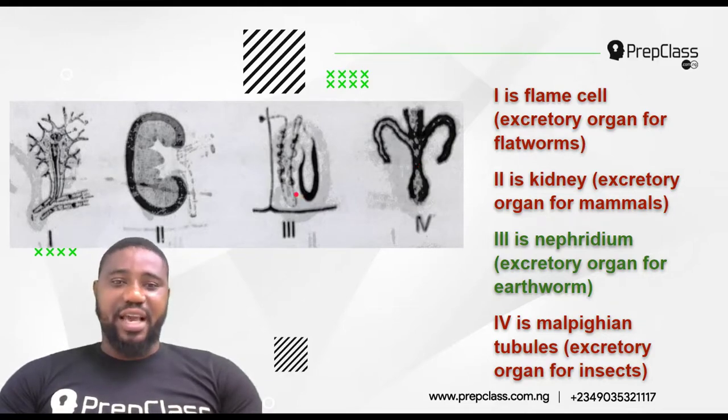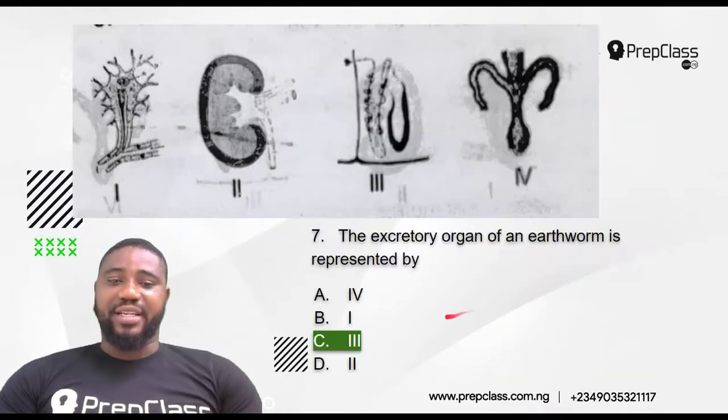So you can see that the answer here is what? 3, which is option C. So 3 is the osmoregulatory organ of earthworm and it's called the nephridium. So the answer is 3.